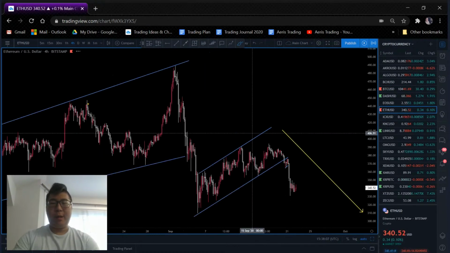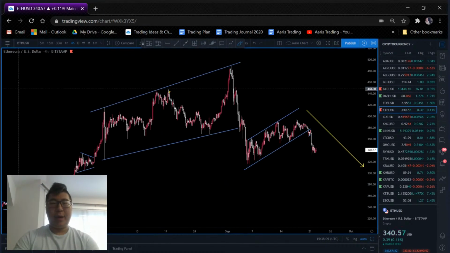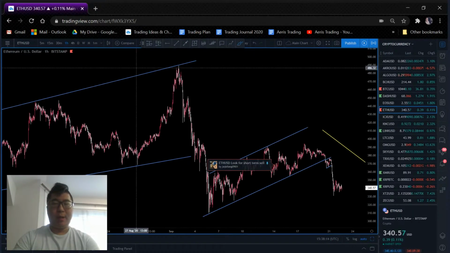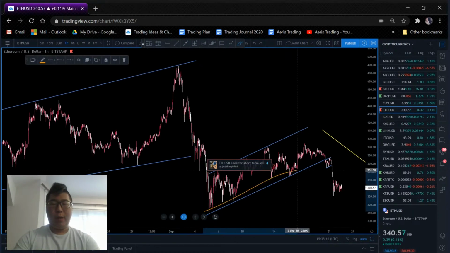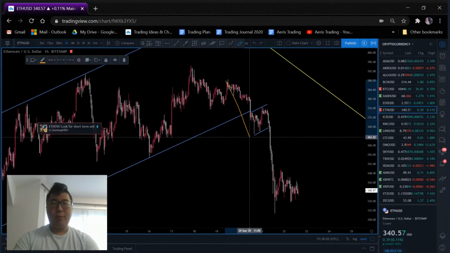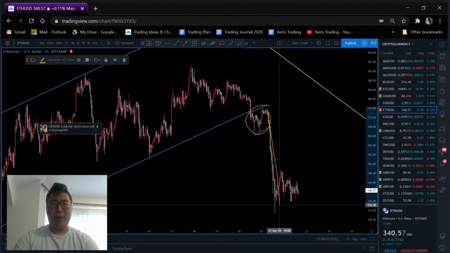Ethereum, very similar idea, very similar setup. In fact, it already happened. Okay, I personally didn't get into this, but it looks very clean, right? Because we had that impulse breakout, we had an ascending kind of channel, and then latest price action, we broke out, and then potential correction, and we broke down again.